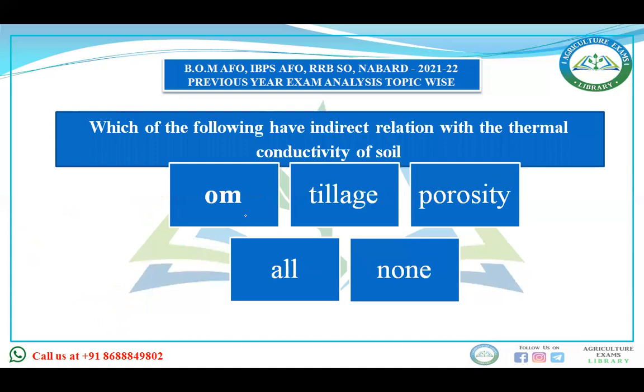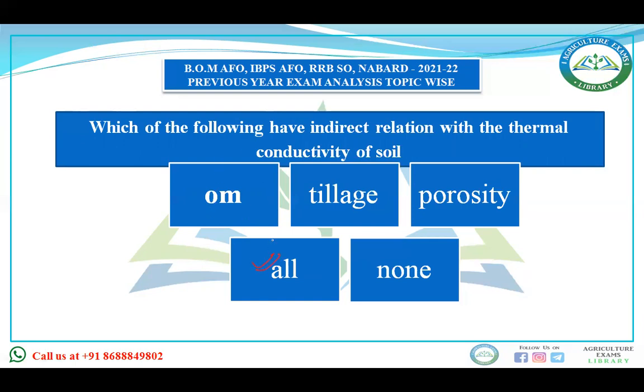Now, which of the following have indirect relation with the thermal conductivity of soil? You know, the flow of heat in the soil is known as the thermal conductivity. Indirect relation means if you are increasing that content, then the thermal conductivity decreases. Direct relation means if you are increasing that quantity, then thermal conductivity also increases. Then indirect relation is asked: organic matter, tillage, porosity, all or none. The right answer to this question should be all.